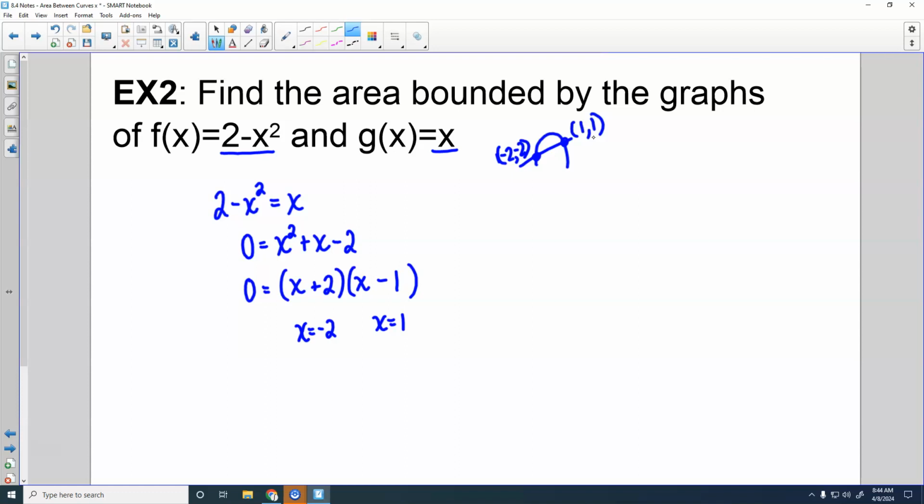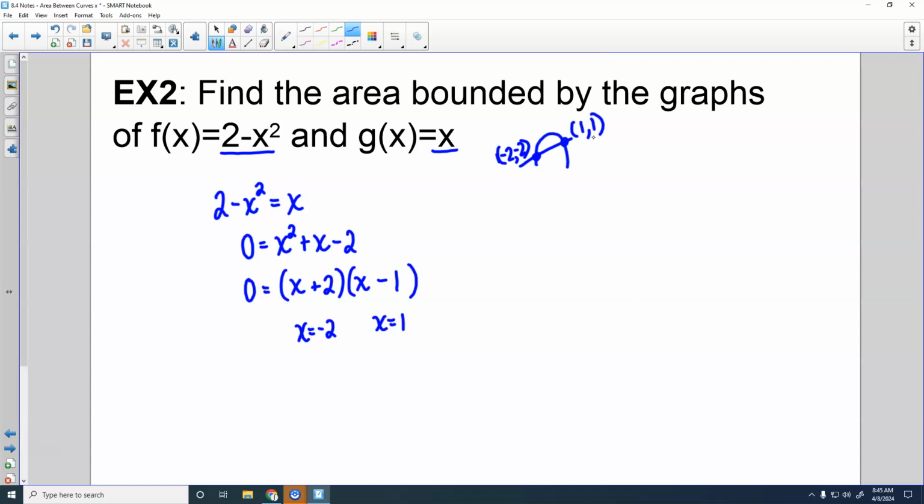Y coordinate's not really that important. You don't necessarily have to find it. Now, I do need to know for sure that I've drawn this like f of x is my top function. And just based on what graphs look like, I think that's probably going to be correct. But I want to know for sure that f is my top function.